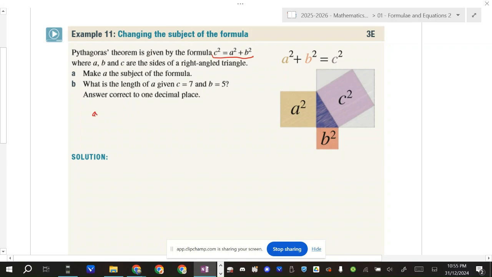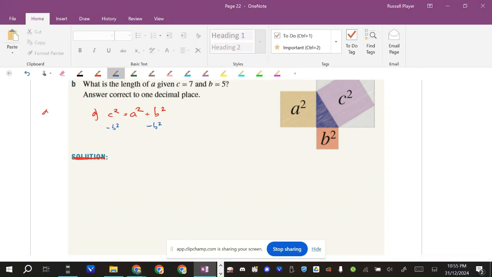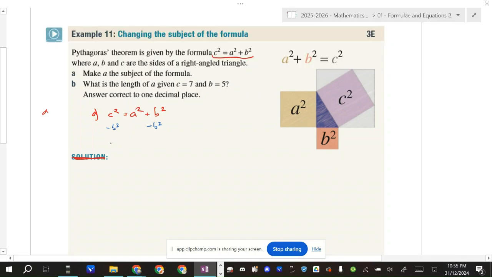So I'll just start question A up here. Ignore the fact that it says solution there. So c squared equals a squared plus b squared. Remember, we want A as our subject. So in this particular case, I'm going to subtract b squared from both sides. And that will give me c squared minus b squared equals a squared, because those cancel each other out.